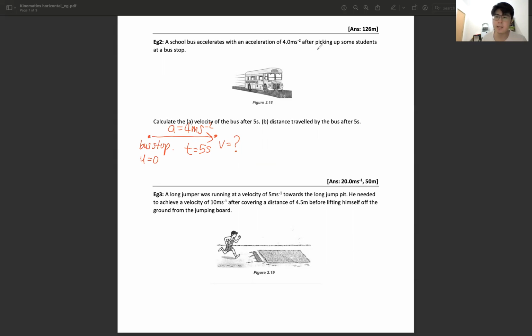The initial velocity and the final velocity, usually the question won't state it. Seldom will the question say that the initial velocity is how much. So you need to be able to get it from the statement. It says after picking up some students at a bus stop, so that means initially it is at rest. So u is 0. Yep, so you have a, u, t. Again, you can find the v and you can find the s.